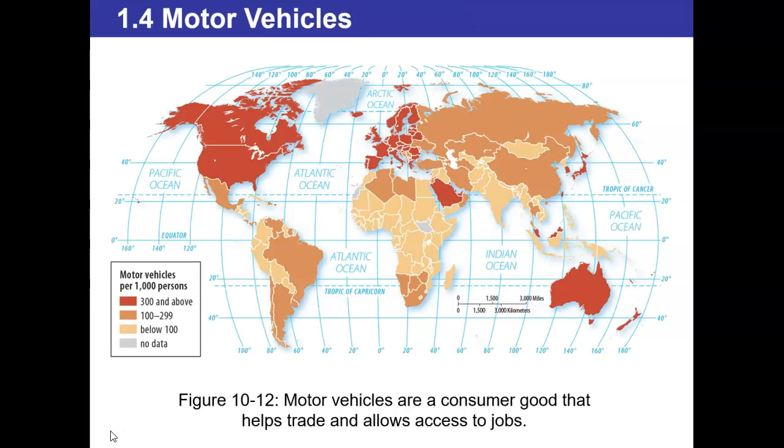Another way we can gauge development is through access to consumer goods. In this case, we're talking about motor vehicles or automobiles. And so we can see how many automobiles there are in a country per 1,000 persons. We see through the key that this is much higher, again, in your more developed countries and far lower in your less developed countries. Other examples of consumer goods that can give us a reflection of how developed a country or region may be would include internet access or cell phone usage.